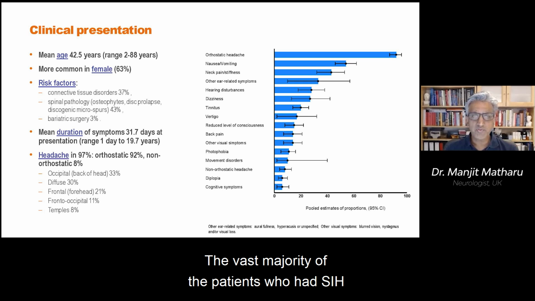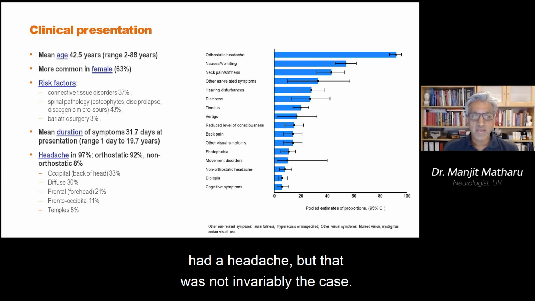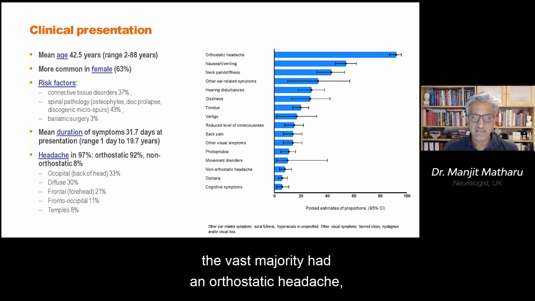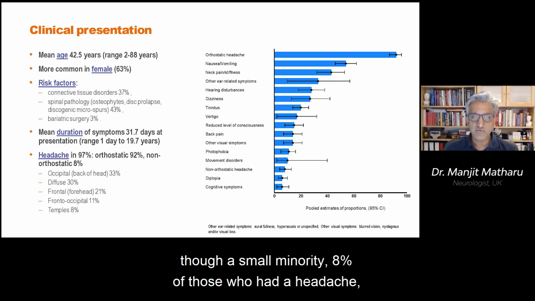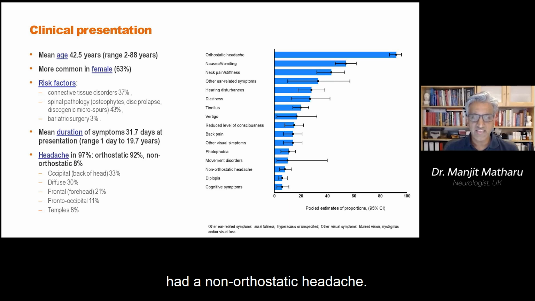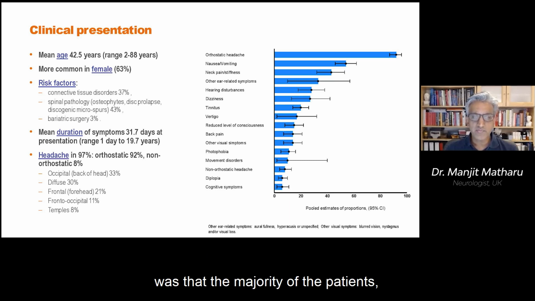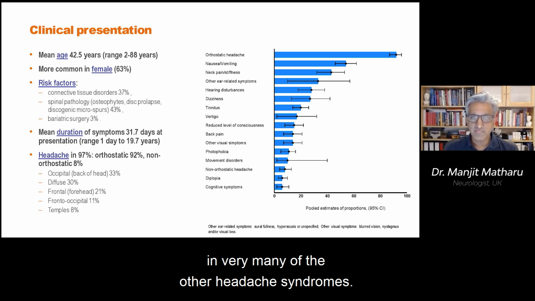The vast majority of the patients who had SIH had a headache, but that was not invariably the case. 3 out of 100 people did not have a headache at presentation. Of the people who had a headache, the vast majority had an orthostatic headache, though a small minority, 8% of those who had a headache, had a non-orthostatic headache. One of the things that stood out about the headache was that the majority of the patients, almost 3/4 of the patients, had pain at the back of the head, which was commoner than what we see in very many of the other headache syndromes.